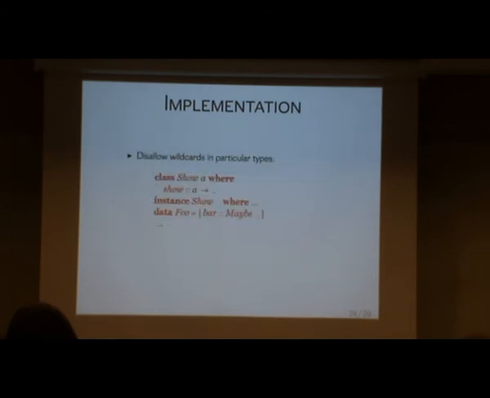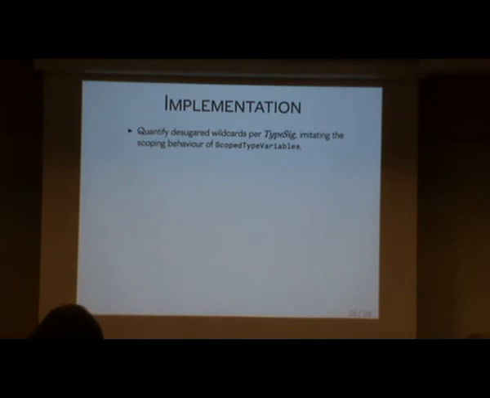Next, we don't allow these wildcards in some types. For instance, in the signature of a class definition, it wouldn't be very sensible, or in this instance, so we disallow them there. And then basically we quantify these wildcards per type signature. This is the data structure in the compiler for the type signature. And we follow the scoping behavior of the scoped type variables extension.